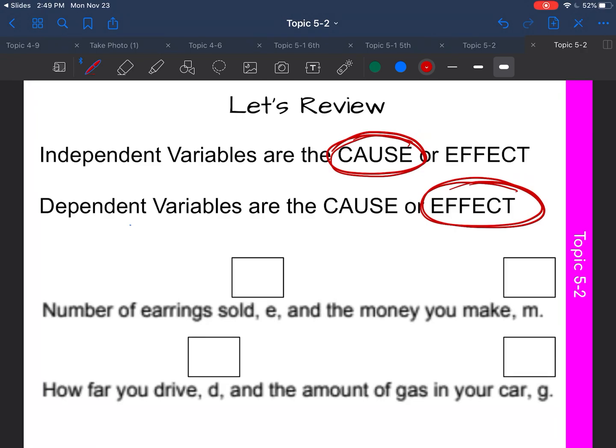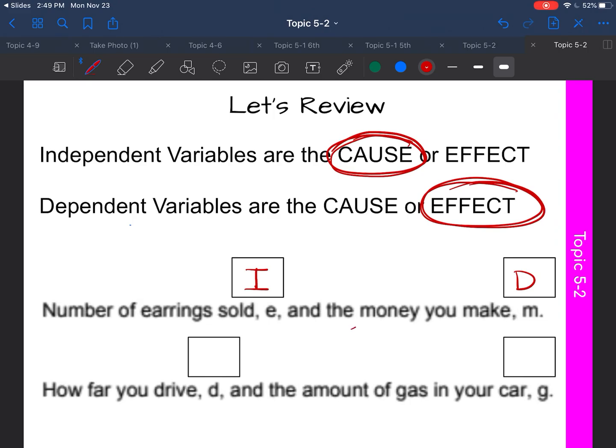Okay, so let's look at this. The number of earrings sold and the money you make. So if you want to do cause and effect for this, what is the cause? What comes first? Earrings sold or money made? Well, the earrings come first, so that is the cause. So that's independent. The money you make is dependent.